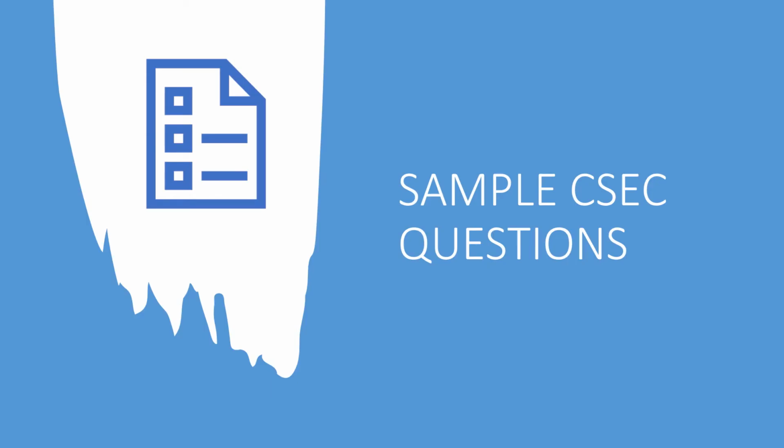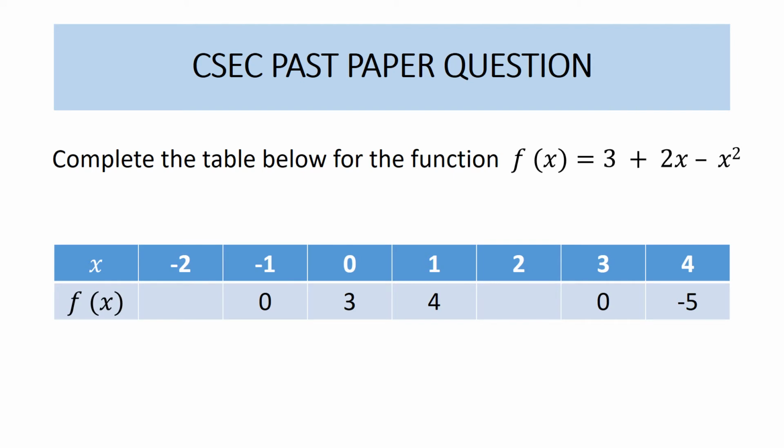So let us look at some sample questions. We're going to solve this question using two approaches. The first is that we're going to solve the question by graphing. To graph this equation, f of x is equal to 3 plus 2x minus x squared, what should our graph look like? What's the general form of our graph?